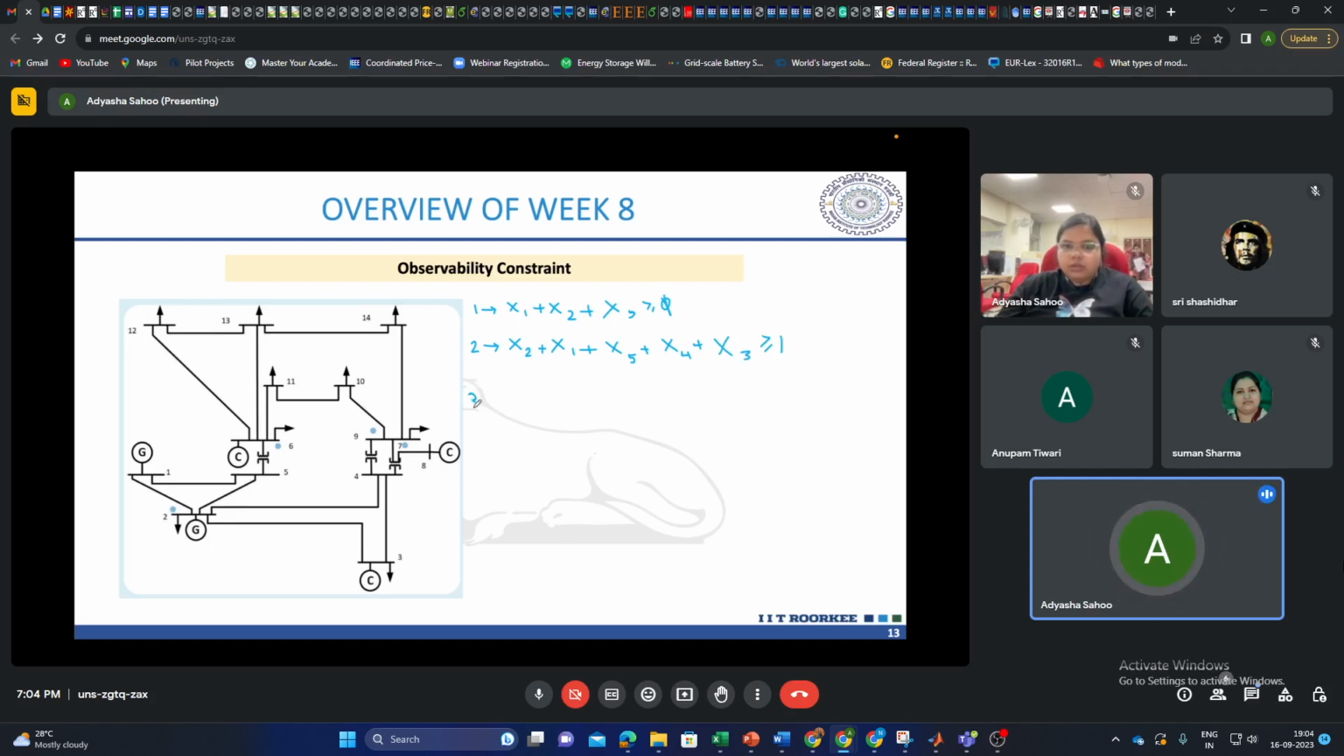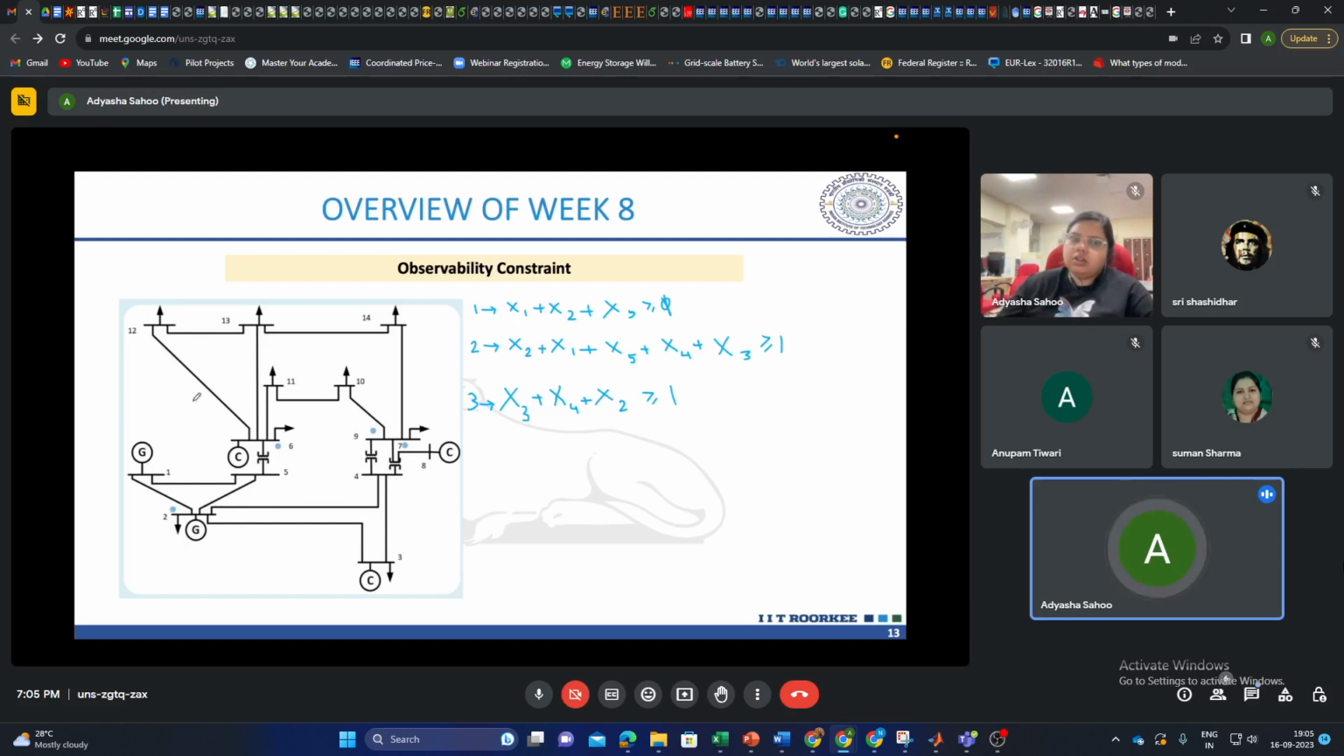So can anyone tell me what should be the observability constraint for bus 3? Anyone? Sorry, can you repeat? Your voice is not coming through clearly. Basically x3 plus x4 and x2.